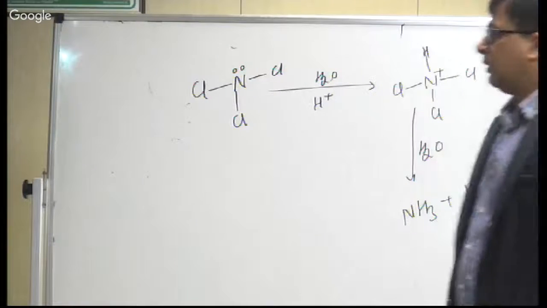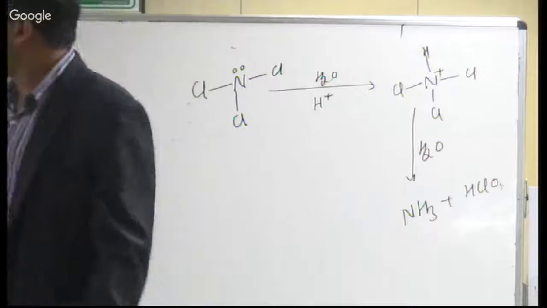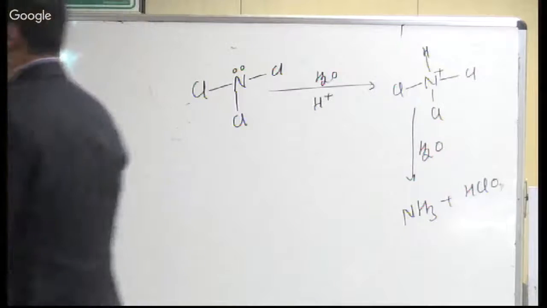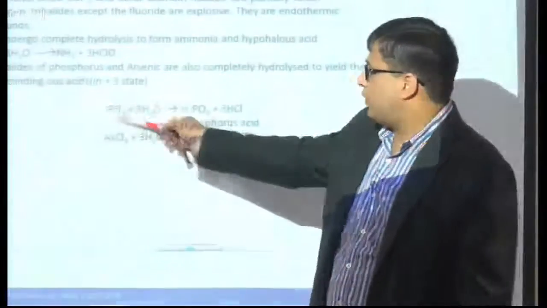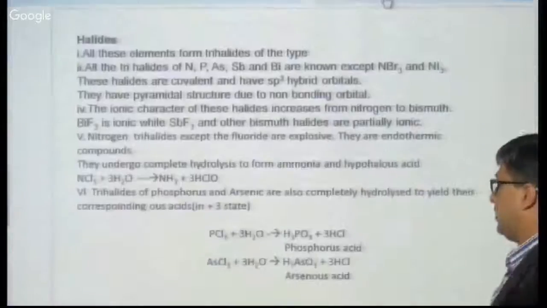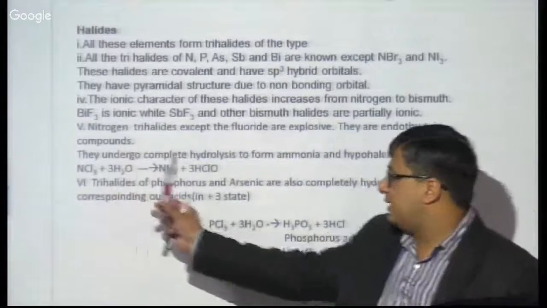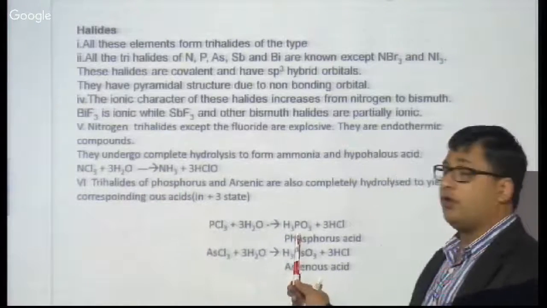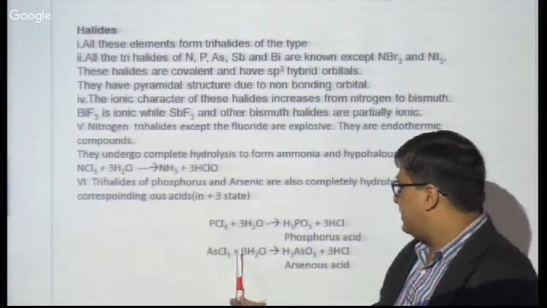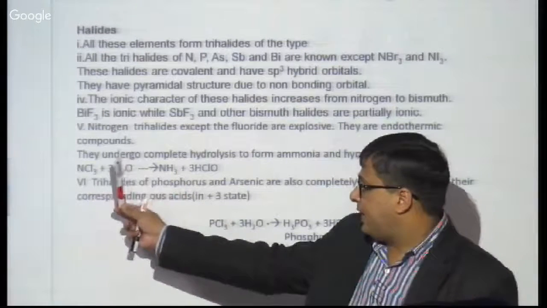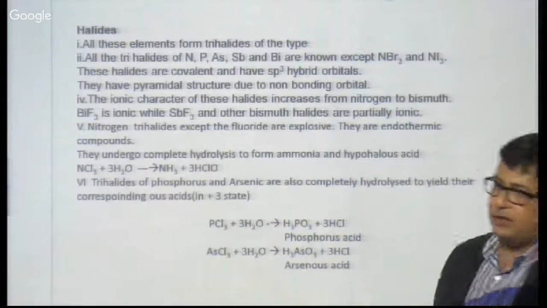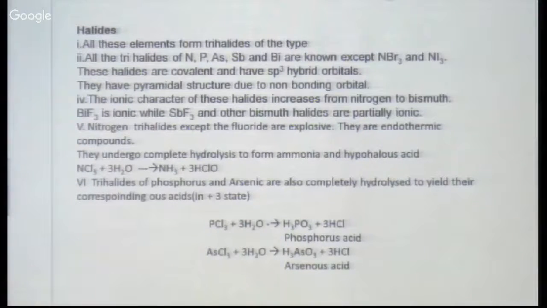Clear? So I think all of you have written these points. Last year they asked the PCl3 and water reaction, giving phosphorous acid and HCl. This is the hydrolysis of PCl3. If you remember this NCl3 hydrolysis, you can see that all form acids. NCl3 gives ammonia, whereas PCl3 gives phosphorous acid. And AsCl3 will give arsenous acid. Clear? So, except nitrogen, all halides will give acids, arsenous as well as phosphorous. Clear? Note kiya?